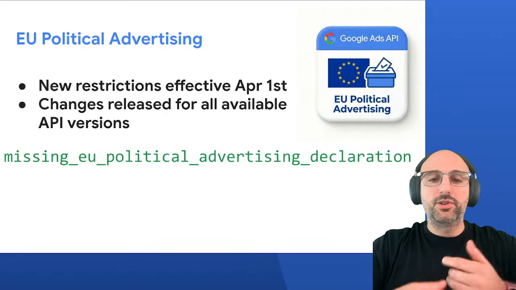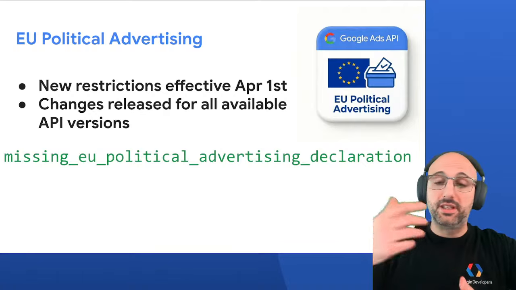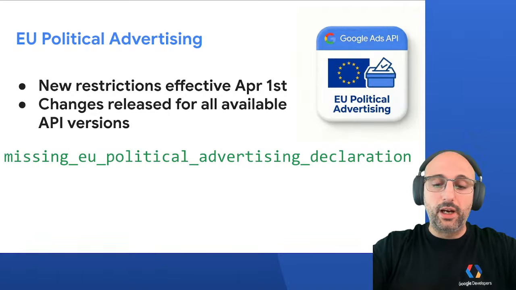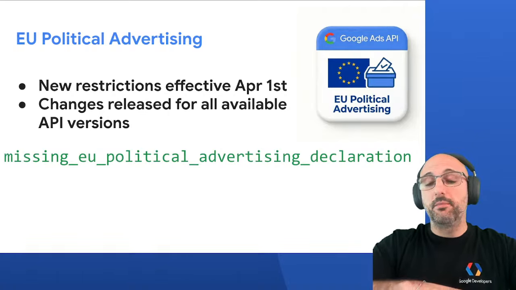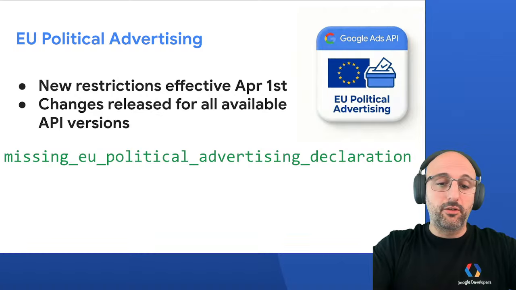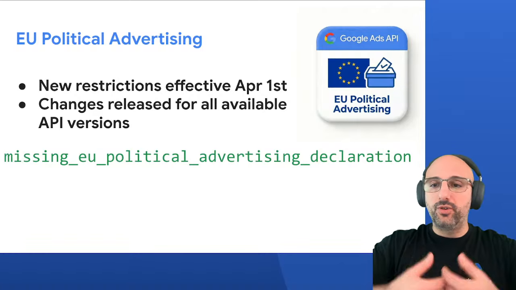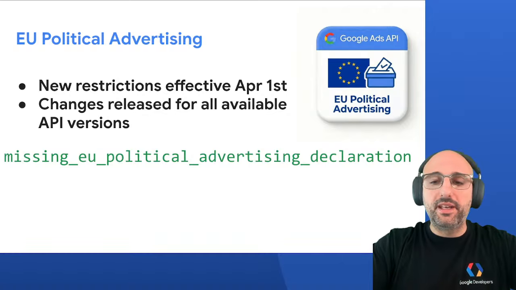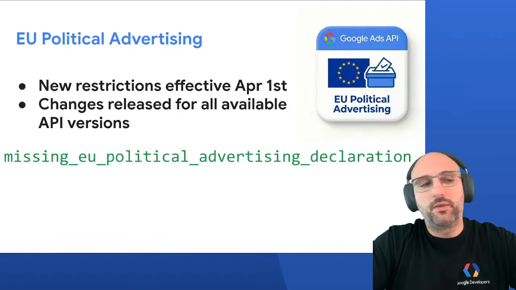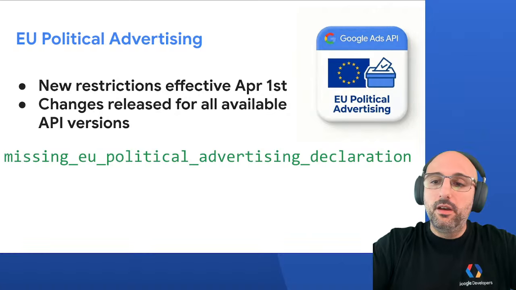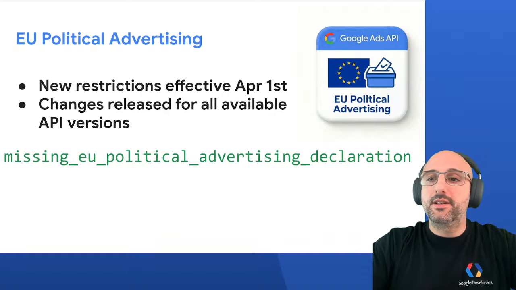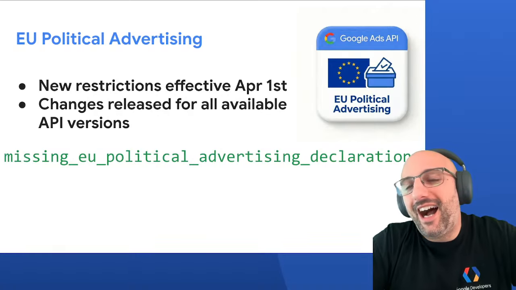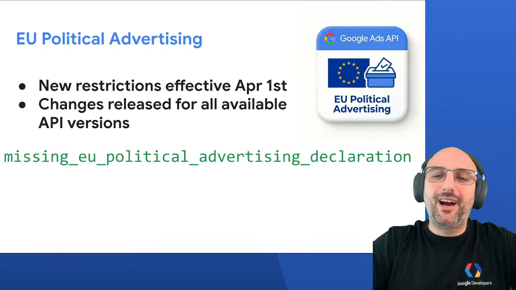So by then, you have to have the contains EU political advertising field set in all of your campaigns. If you are creating new campaigns, you should be setting this already because it's required when creating new campaigns. But for existing campaigns, you should be setting the declaration field as well. And you can also retrieve all the campaigns that are still missing these fields, so this would make it easier for you. Again, the deadline is next week, so I would hope you have dealt with this already, but if you haven't, please do.